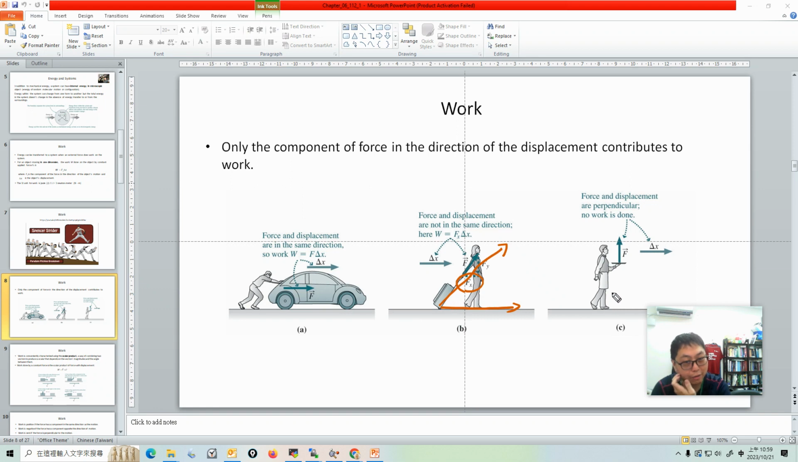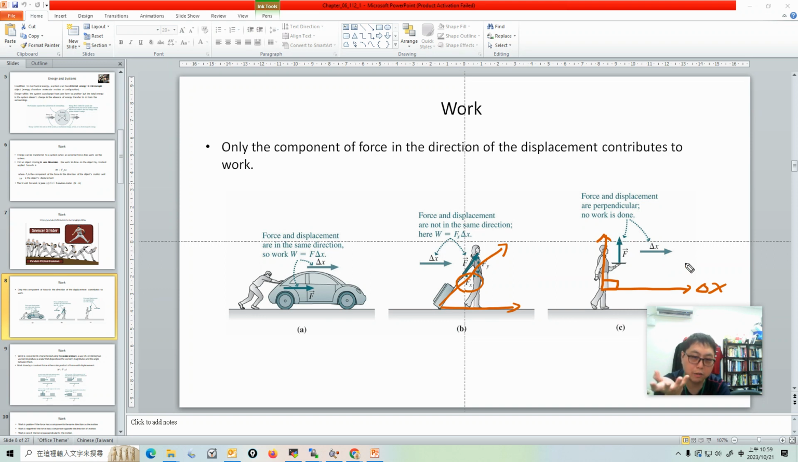And here, the right example, a waitress or waiter is holding a plate and moving in this way. But the force with which the waiter or waitress holds the plate does not do work, because its direction is upward, and it's perpendicular to your displacement direction.